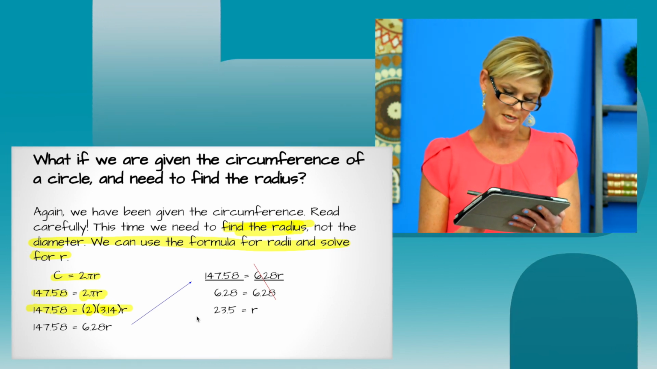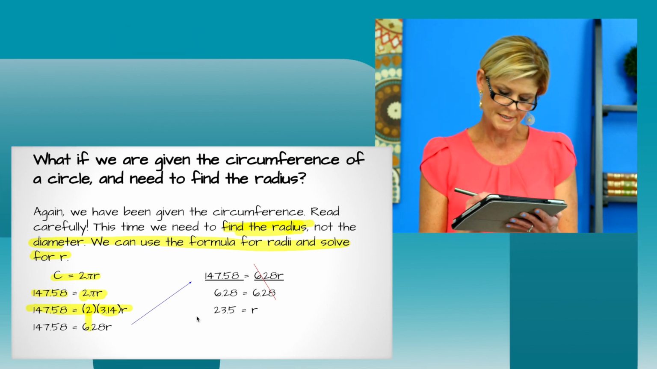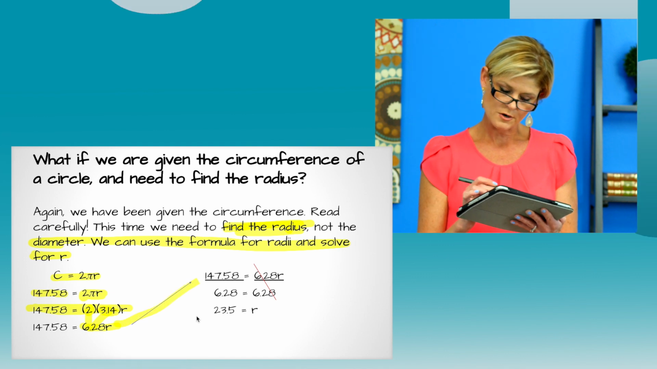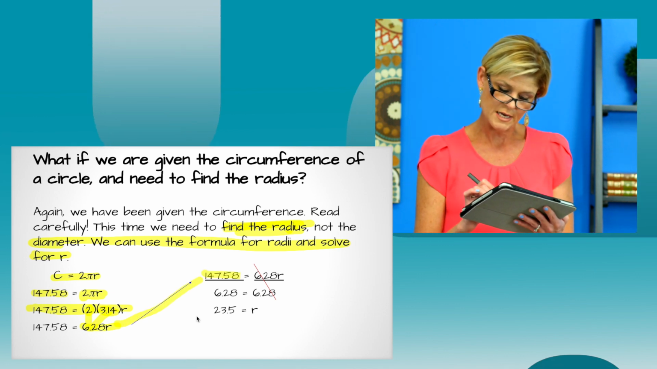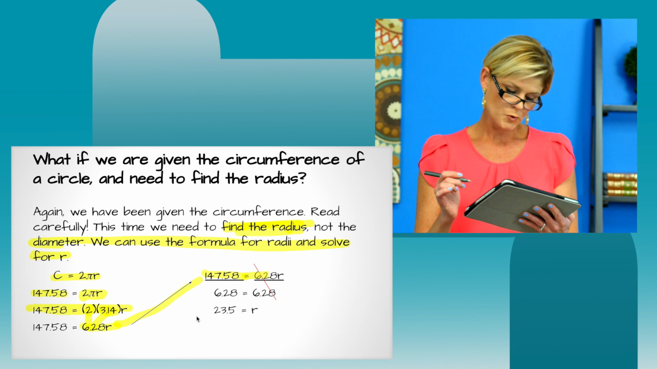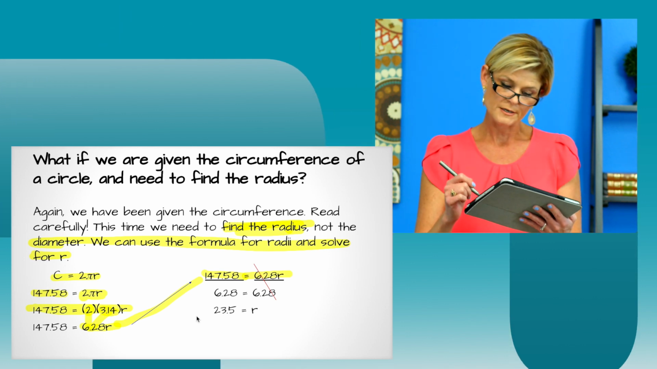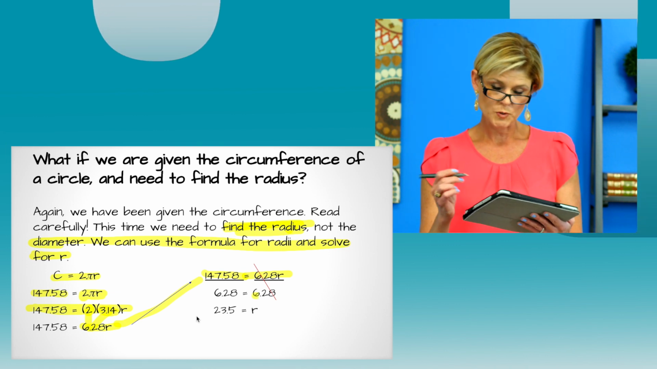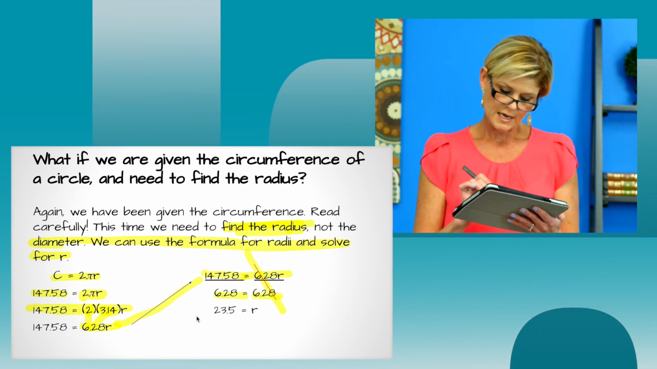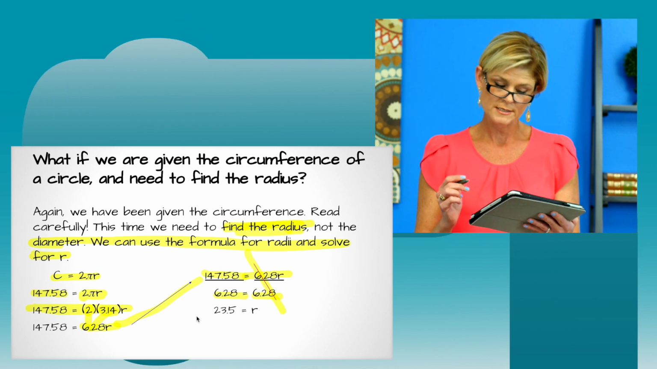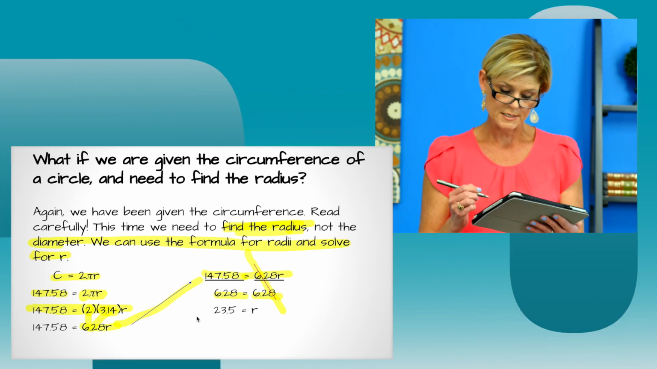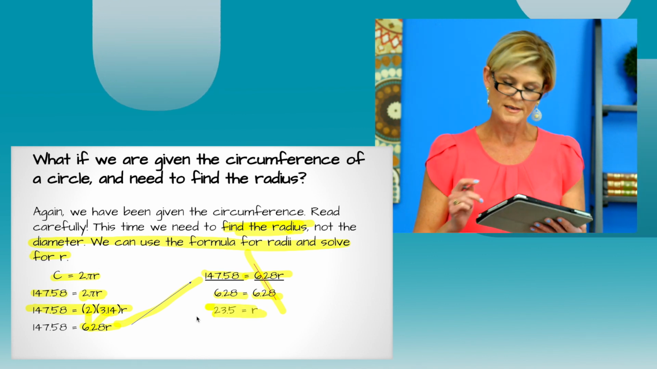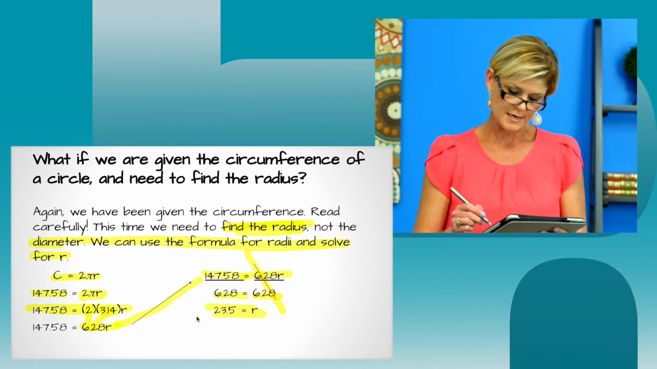I'll start by multiplying 2 times 3.14. I get 6.28 r. I'll carry on my calculations up here. I have 147.58 equals 6.28 r. Just rewrote it up there. Now I need to divide both sides by 6.28. The 6.28s cancel out, and I have to divide 147.58 by 6.28, and I get 23.5, and that equals r. That's my radius.